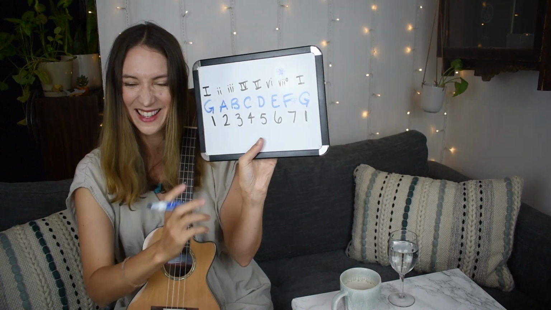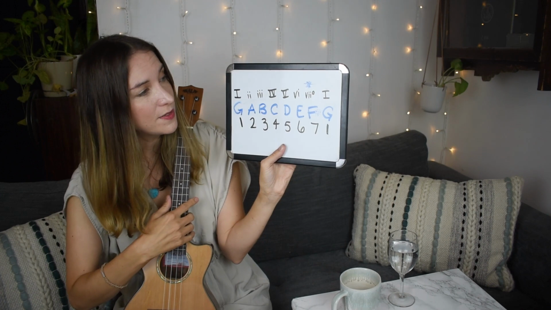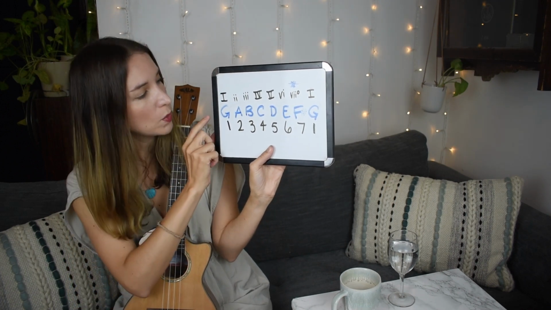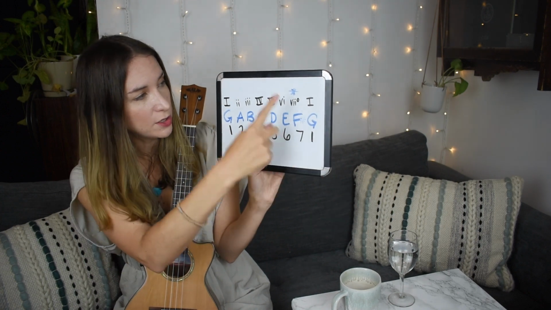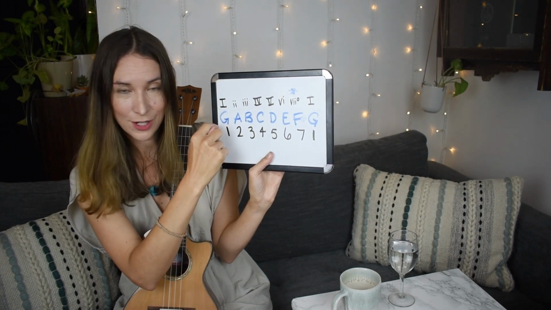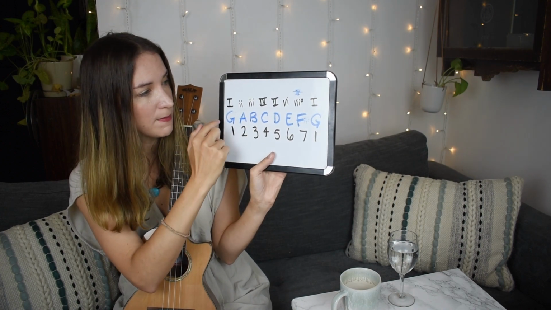F sharp. And that makes this a G major scale. Now we can do the same thing. All of these things still apply. So the 1 chord is major, 2 is minor, 3 is minor, and so forth. You can make a chord progression.